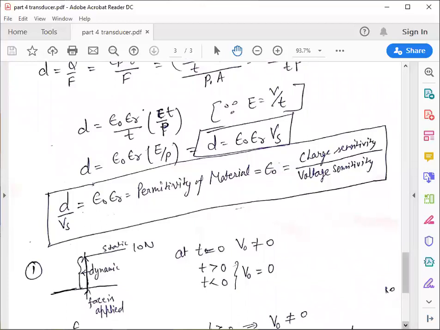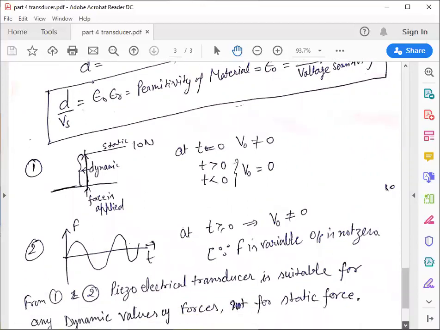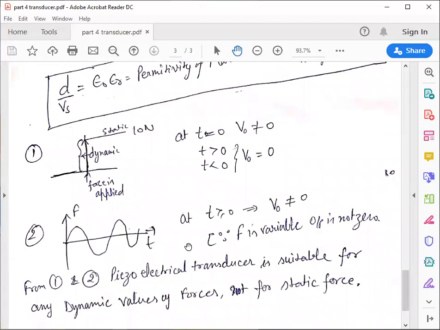Now we consider two cases. One, we apply a force at T is equal to 0, an impulse force, which is not an impulse force. It is a force at T is equal to 0 which is constant throughout the time. And at T is equal to 0, V naught is not equal to 0. And if T is greater than 0 or less than 0, then V naught will be 0. And in the second case, if we apply a sinusoidal force with respect to time, then the output will not be 0, because F is variable.